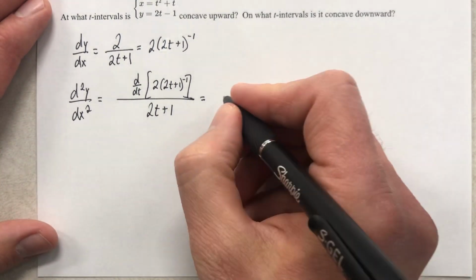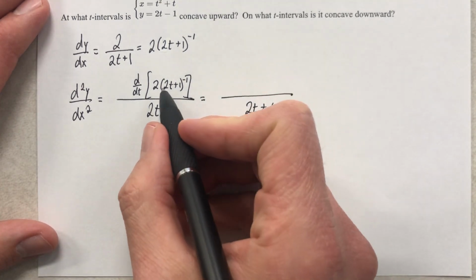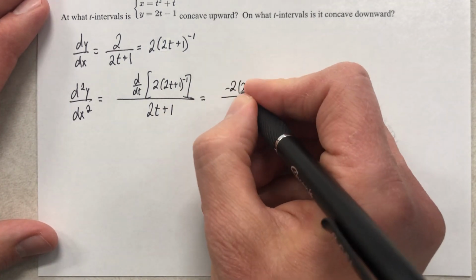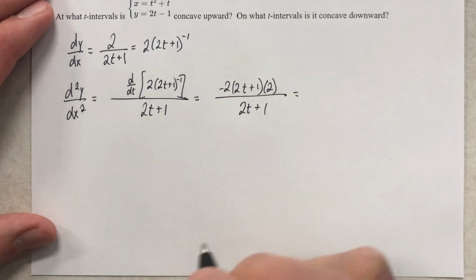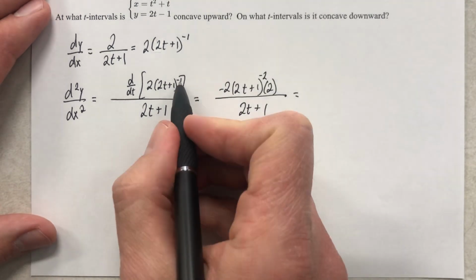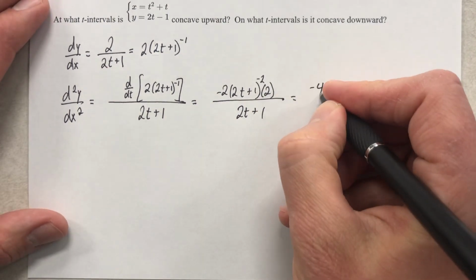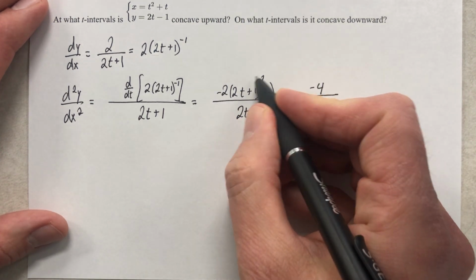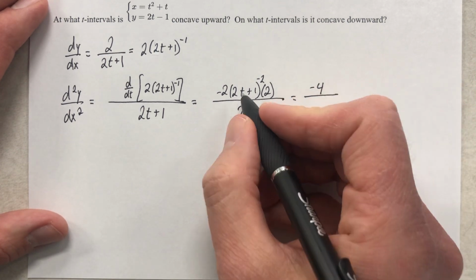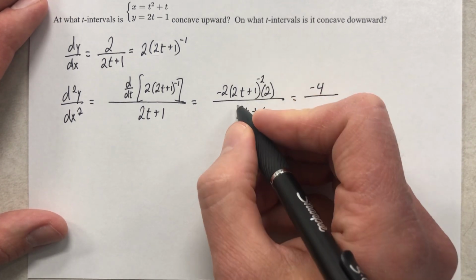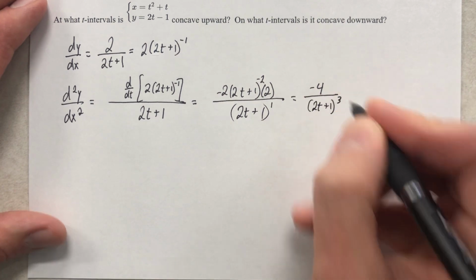Let's take a derivative first. So denominator, no big deal. Numerator, chain rule, so negative 2, 2t plus 1 to the negative 2 power, and then times 2. I'll subtract 1 from negative 1, and that's going to give me negative 4 here. And then this 2t plus 1 to the negative 2 moves down to the denominator and becomes 2t plus 1 squared times 2t plus 1 to the first, which is 2t plus 1 to the third.